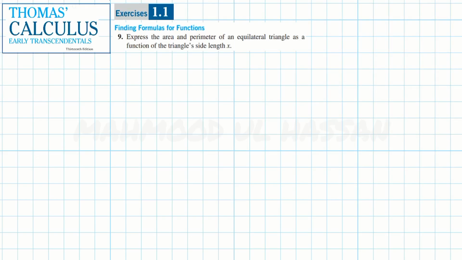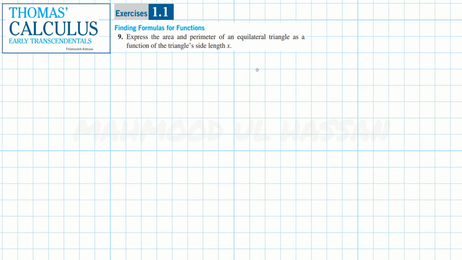Hello viewers, this is Mahmood, and in this video we are going to solve question number 9 of exercises 1.1. The question is, express the area and perimeter of an equilateral triangle as a function of the triangle's side of length x. In this question we are going to express the area and the perimeter of an equilateral triangle as a function of the triangle's side of length x.